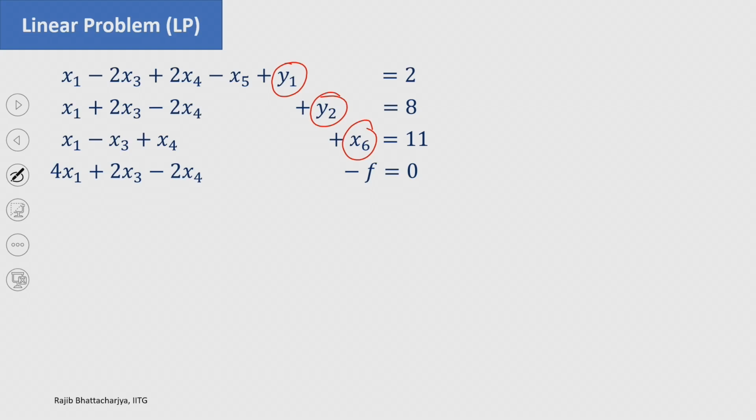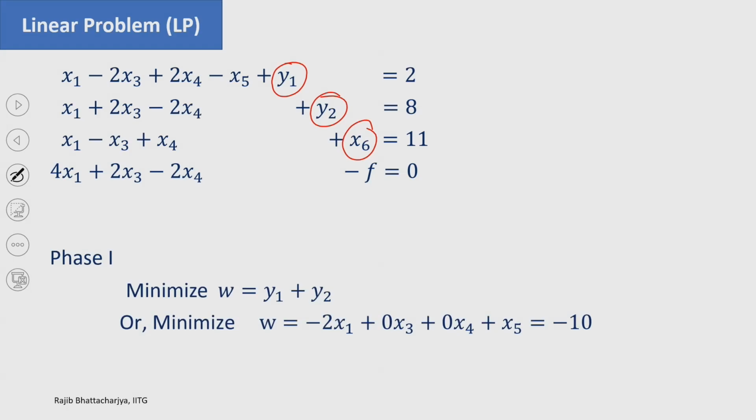So, the initial solution is now y 1 equal to 2, y 2 equal to 8 and x 6 equal to 11. Therefore, this is a two phase problem, so we will solve it using the two phase method. We have a new objective function, w equal to y 1 plus y 2. I would like to eliminate y 1 and y 2, or I can write y 1 in terms of x 1, x 3 and x 4, x 5.